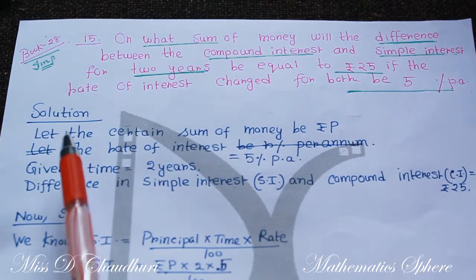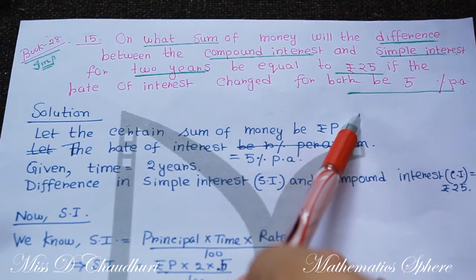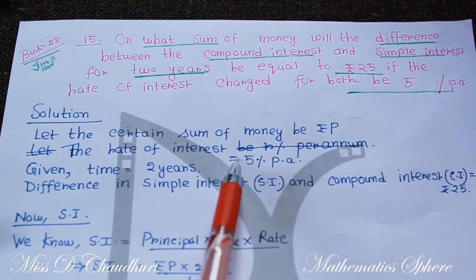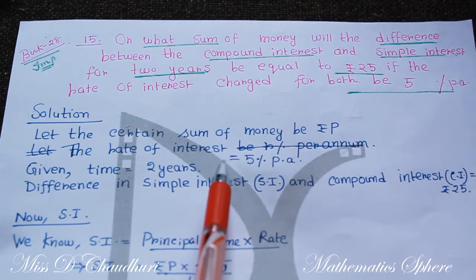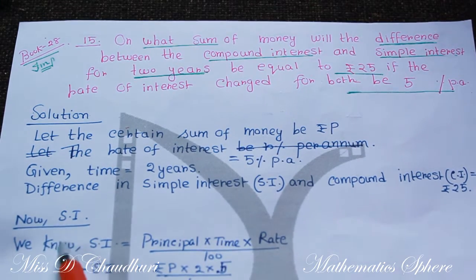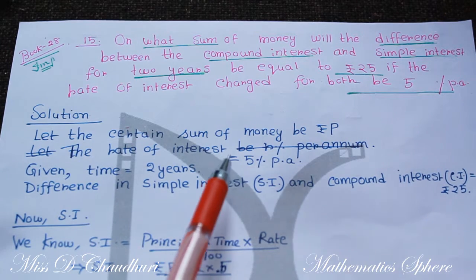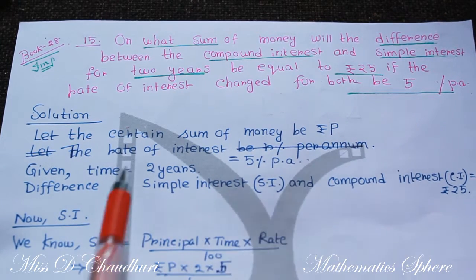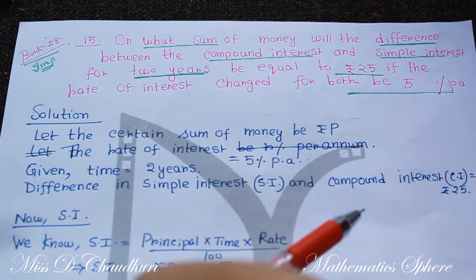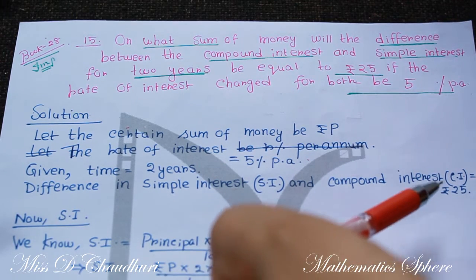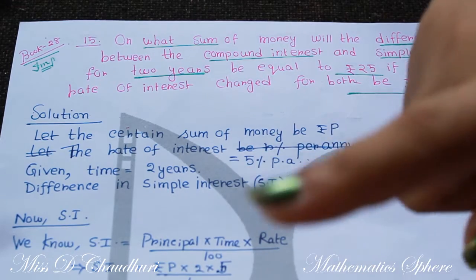Now I have taken, let the certain sum of money be rupees P, meaning I am considering the principal to be P. The rate of interest is already given. I have not taken R here because in SI I will have to take R as capital R. So I am not taking any initial here, I am writing just 5% per annum. And now the SI and CI we need to find. The difference between the SI and CI is given to be 25, okay? Now one by one we will do.